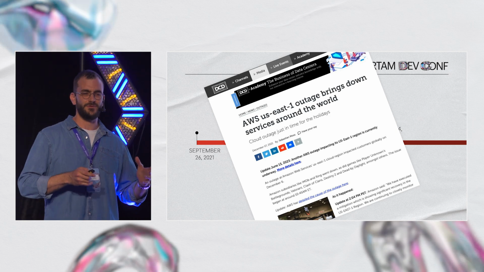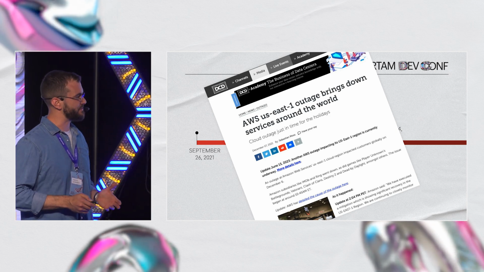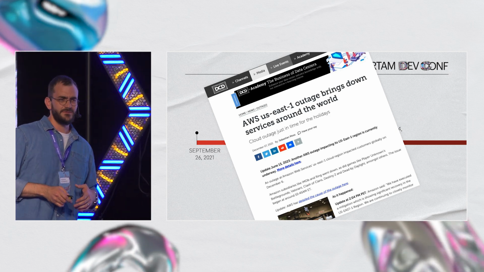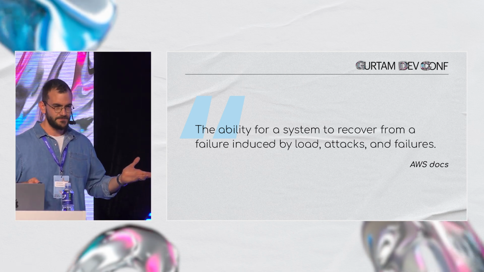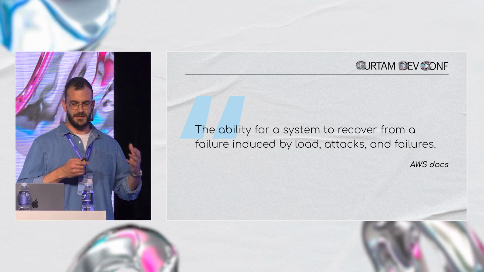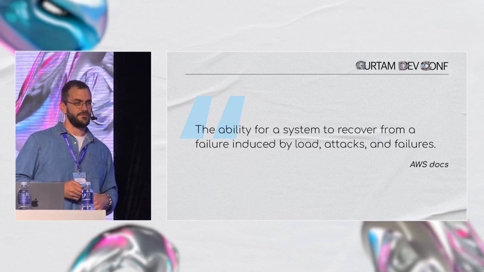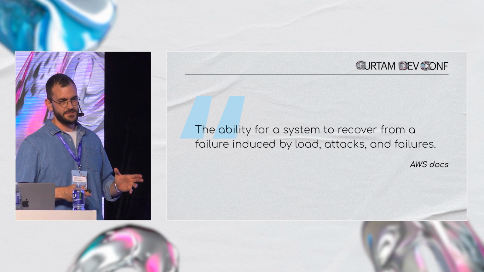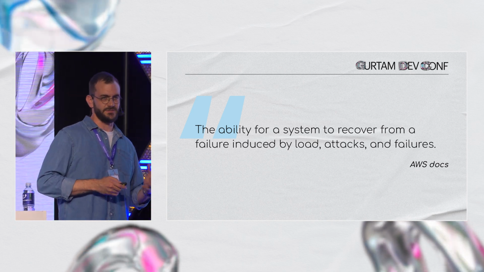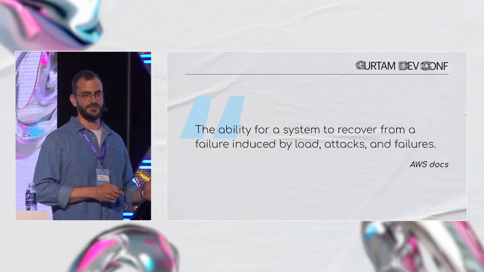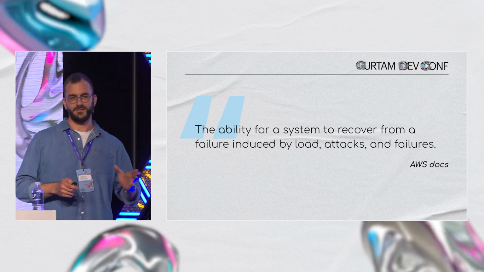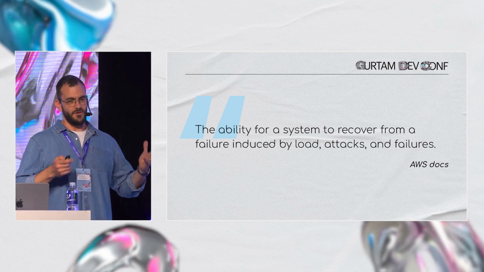How can you do it? By building a resilient architecture. Resiliency, following the AWS documentation, is the ability of a system to recover from a failure induced by load, attacks and failures. And one of the biggest signs that your application is resilient is if you have a DRP, a disaster recovery plan. And this is going to be the topic of today.